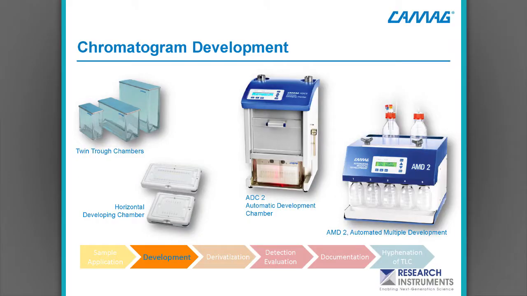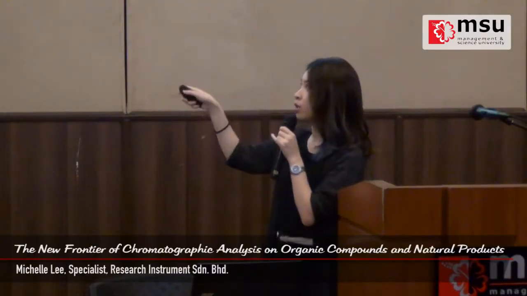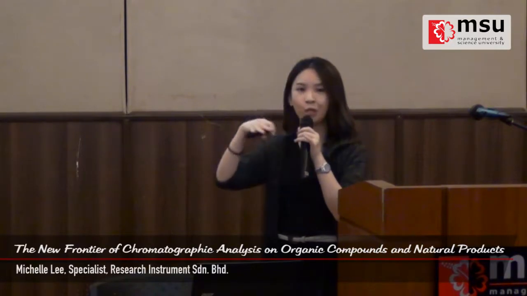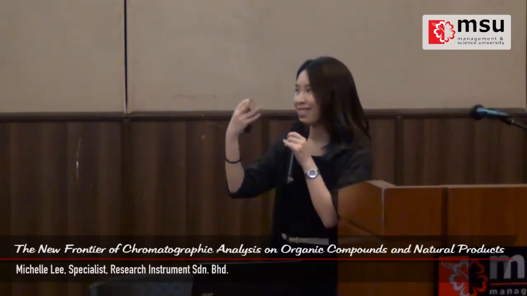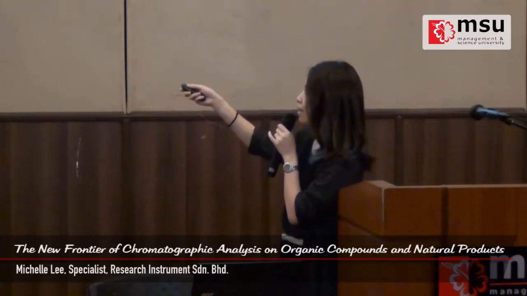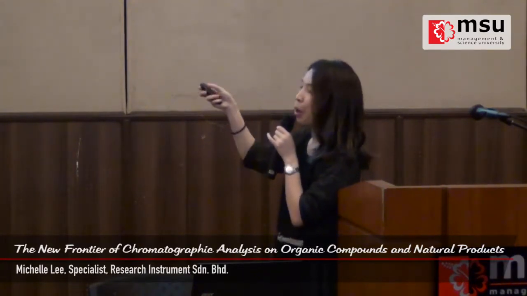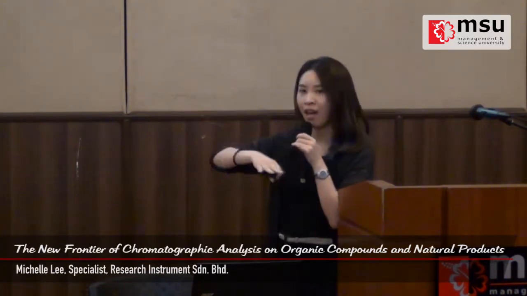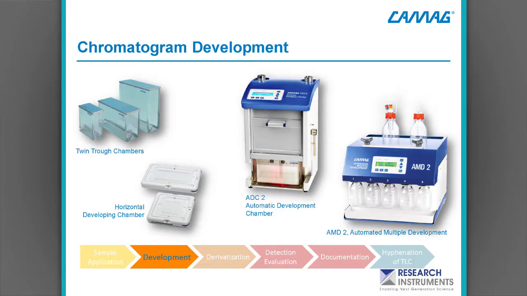Over here, instead of the flat bottom, this is called a twin trough chamber. The bottom, instead of being flat, has two drains. Because of the design, it reduces the solvent consumption. And this is the one I mentioned, the horizontal development, that can give you results for up to 72 samples, because the plate lies flat and is developed from both ends. So this is the horizontal one.